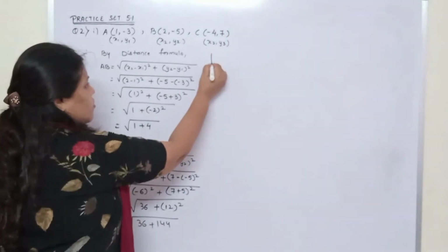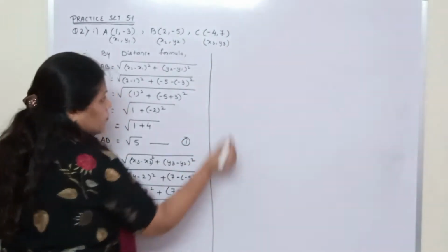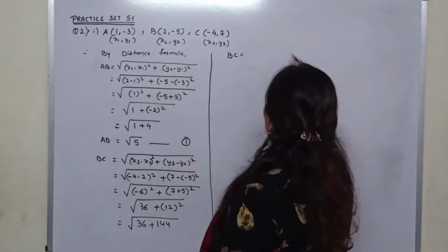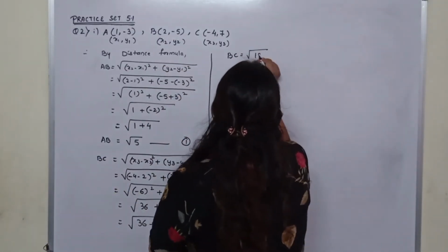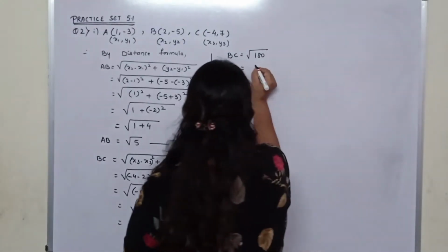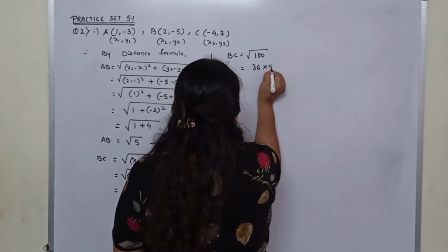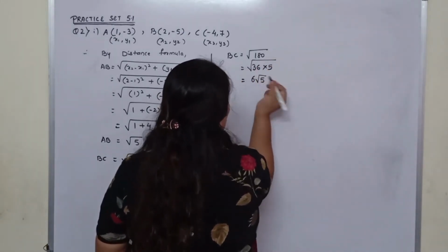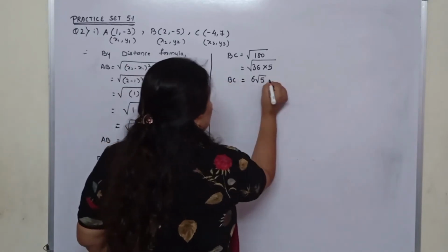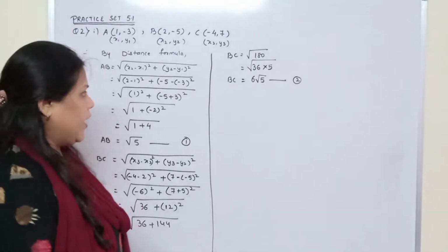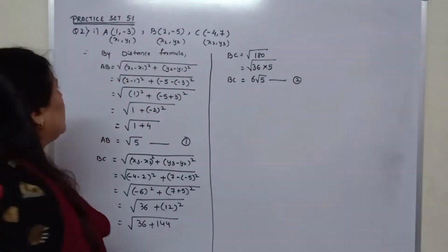BC is equal to root 180. Now 180 is a multiple of 36. So 36 5s are 180. That is equal to 6 root 5. This is our BC, equation 2. BC equals 6 root 5. Now we'll move ahead and calculate AC.